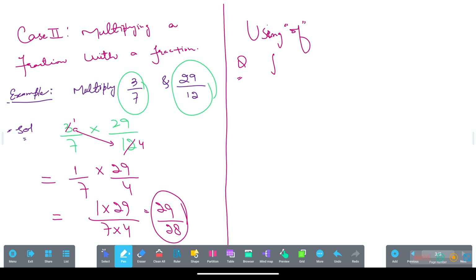Find 3 by 4 of 12. Now the word of is in between two numbers, 3 by 4 of 12. That means I have to find the 3 by 4th part. 3 by 4 is a fraction. 3 by 4th part of what? 12. I have to find 3/4 part of 12. Now how will we do it?